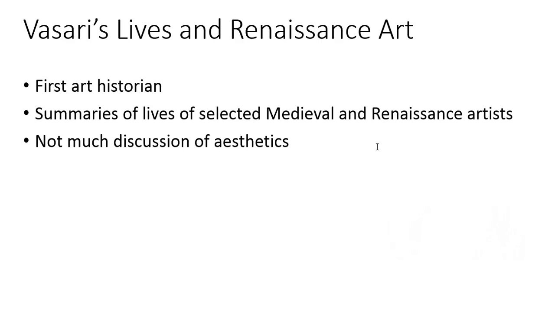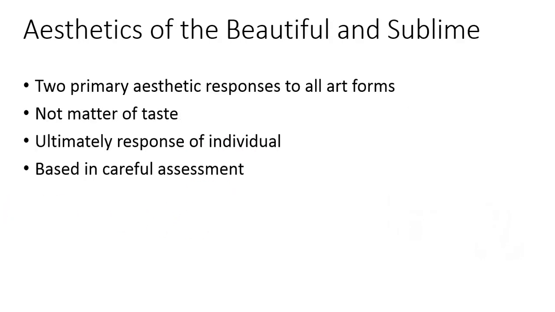And let me go through kind of what it is. And again, the big guy in this field is a guy named Immanuel Kant, but I won't go through him with you, but I'll be using his ideas to explain these concepts. And generally, when you're talking about aesthetics, you're talking about aesthetics of the beautiful and the sublime. And I'm going to give you a little thumbnail approach to this. There's two primary aesthetic responses to all art forms.